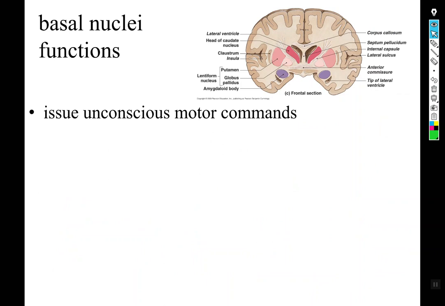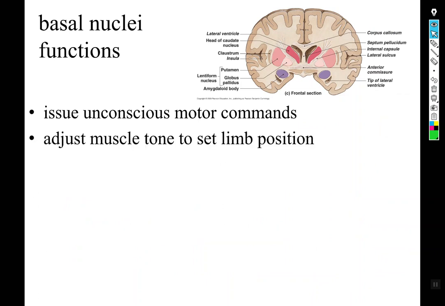So basal nuclei function to do a bunch of different things related to movement. One is issue unconscious motor commands, so commands that you're not in conscious control of. Take, for example, micro adjustments of your postural muscles to keep you upright. They also adjust muscle tone to set limb position. So they help you get your limbs into the position that you desire.